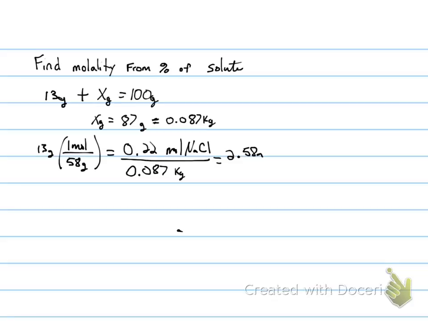So some common methods here that we've gone over. Assume 100% is 100 grams. That makes the percents easy. Therefore, my 13% is the same as 13 grams. Convert that 13 grams of solute into moles and divide by the kilograms of the solvent.